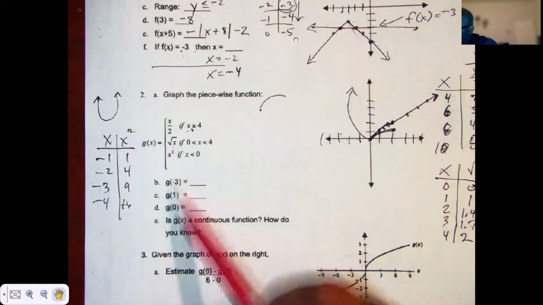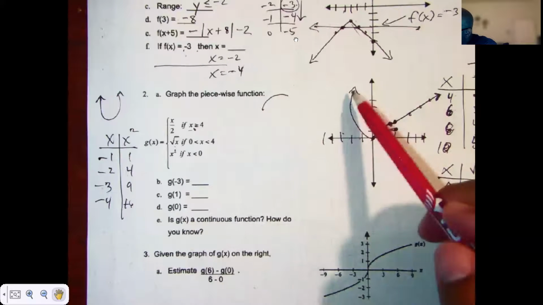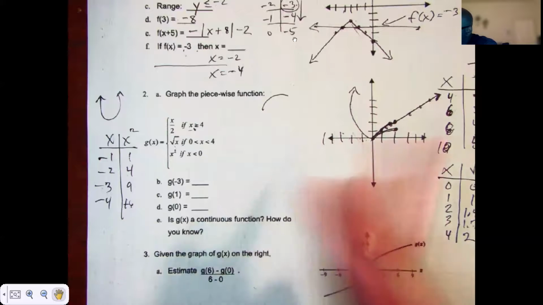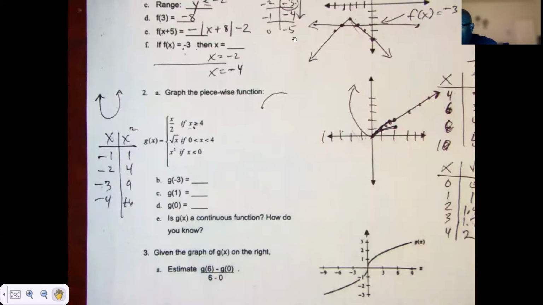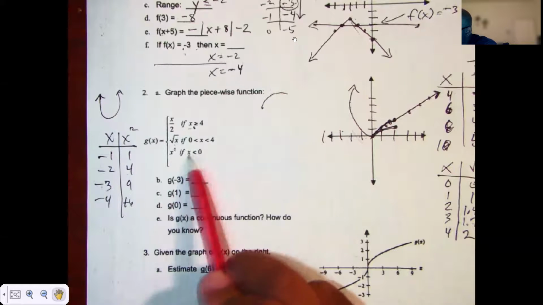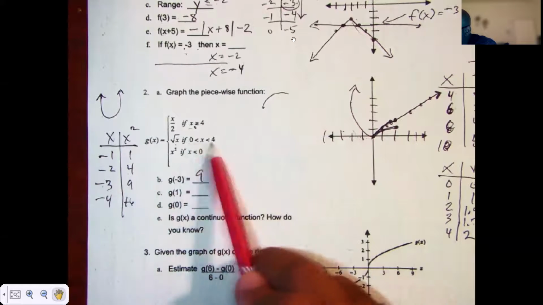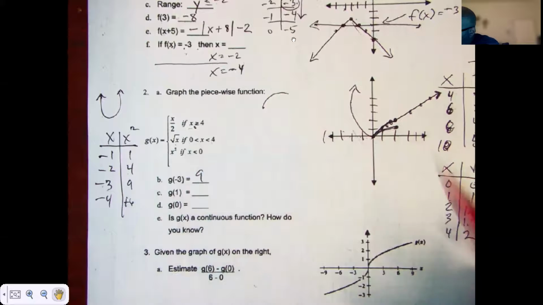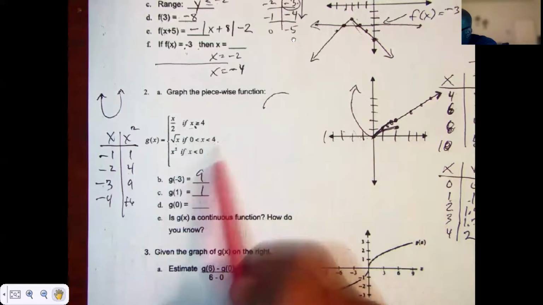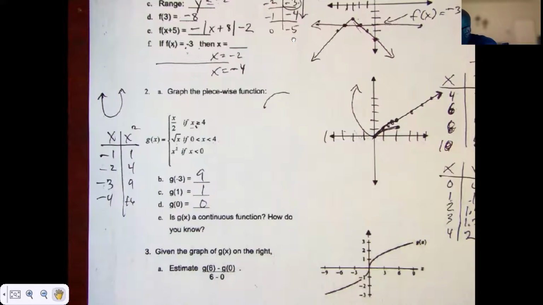So we have to use the different tables and domains to solve these problems. We know it's piecewise: quadratic, square root, linear. That's what piecewise is. It has different domains and different outputs within the graph. So here we go. -3, where was that? That's here, so it's 9. 1, where's 1 at? Right here. So at 1, it was 1. 0 is here. In both cases, g of 0 is 0, from both directions.